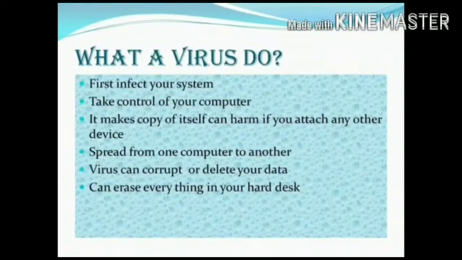Next topic is what a virus does. A computer virus performs the following actions. Number 1, first, infect your system. Number 2, take control of your computer. Number 3, it makes copies of itself and can harm if you attach any other device. Number 4, spread from one computer to another. Number 5, virus can corrupt or delete your data. Next, last one, they can erase everything in your hard disks.